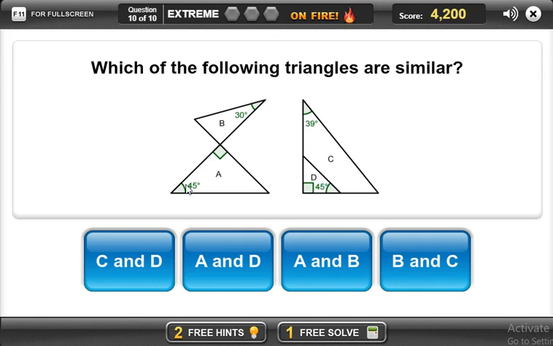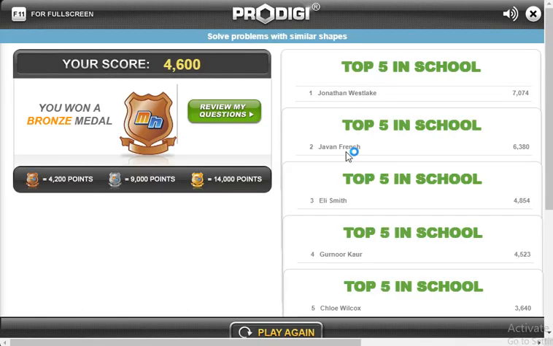Well, it looks like this one's because A and D are going to match. They've both got 45 each, so that's that. Alright, so that's it.